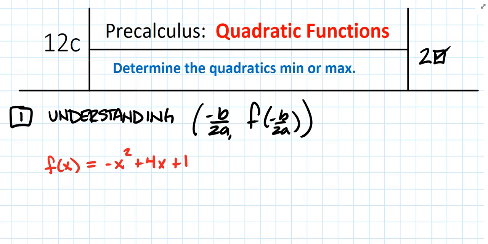Welcome to Precalculus Concept 12C, quadratic functions. We're going to determine the quadratic's minimum or maximum, and there's only two boxes.